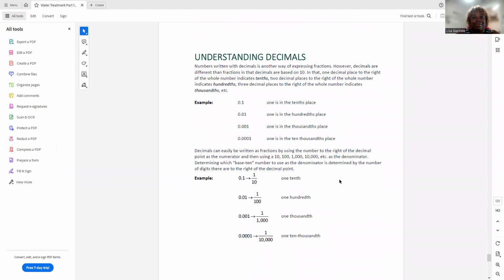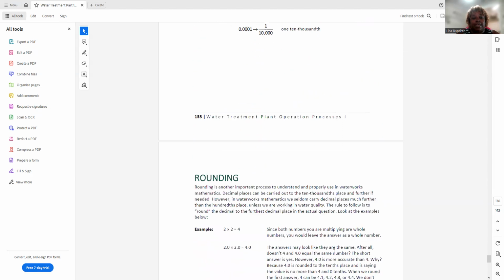Then we look at decimals, because decimals are just a conversion of a fraction. If we had 0.1, it's the same as 1/10. 0.01 is the same as 1 over 100. 0.001 is the same as 1 over 1,000. 0.0001 is 1 over 10,000. Those are just some examples.